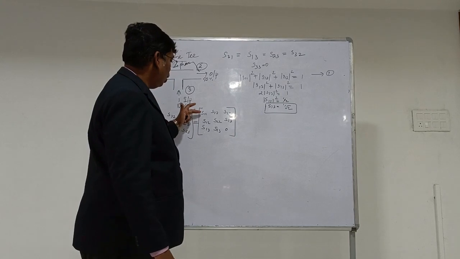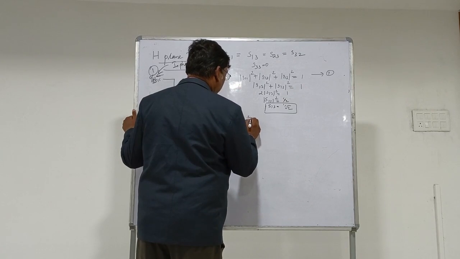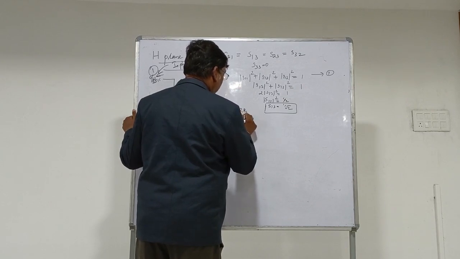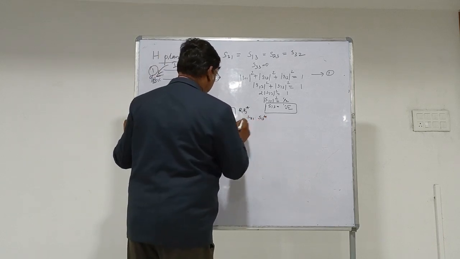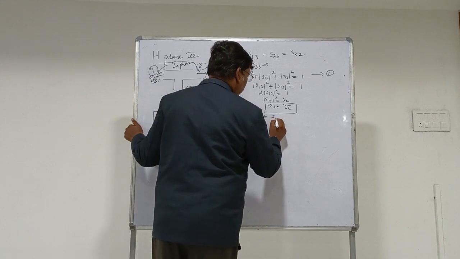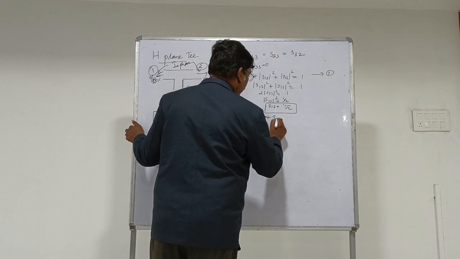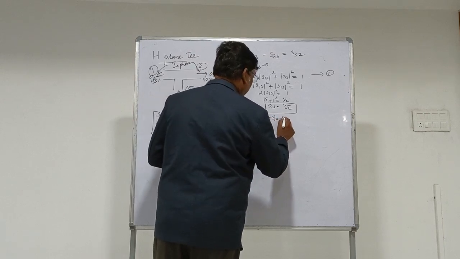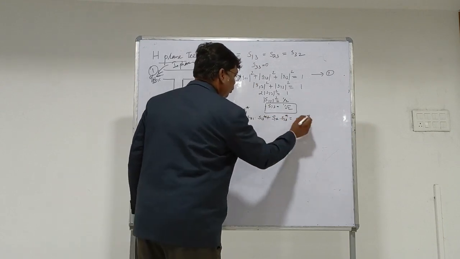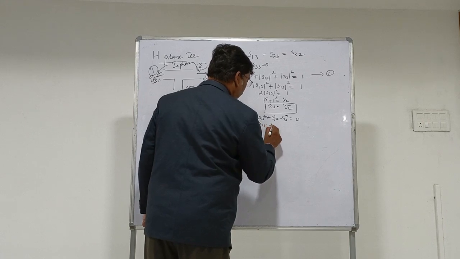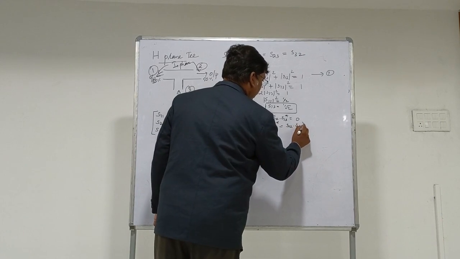Then if you take row 1 with row 3, in a similar way to what we did in the E-plane T, S11 is row 1 multiplied with the row 3 complex conjugate. S11 into S13 complex conjugate plus S12 into S13 complex conjugate is equal to 0. Then moving to the right-hand side, S11 into S13 complex conjugate is equal to S12 into S13 complex conjugate.